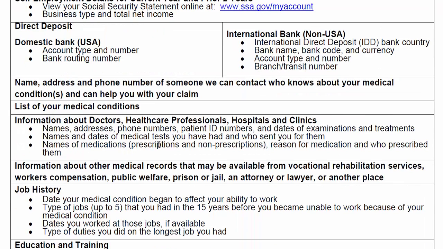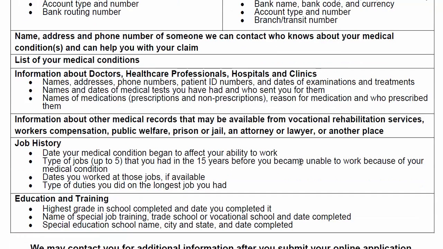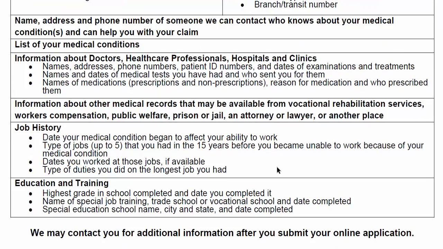Information about your doctors and healthcare providers: names, addresses, phone numbers, dates of the examination. You really want to provide this information as far back as your condition prevented you from being able to work. That's the general rule of thumb. Now, if you're using a professional to help you, a disability representative, attorney or non-attorney, just validate that with them. But in the circles that I've worked in and the people I know, that's pretty much the window that they're looking for. More information on job history will also be requested.